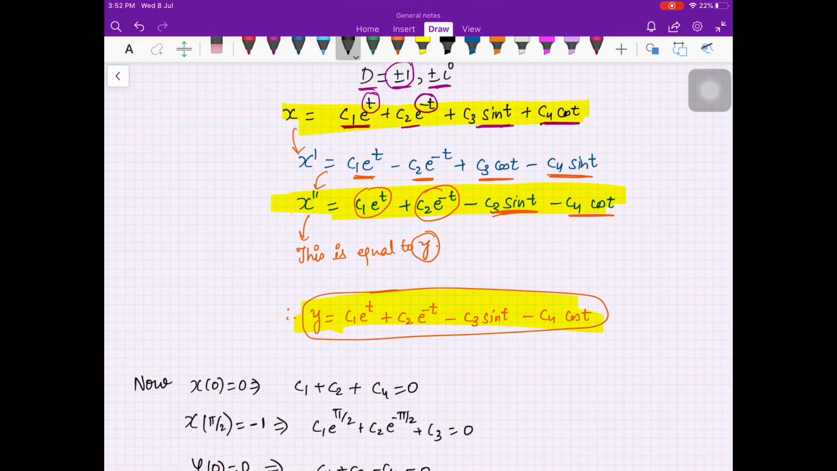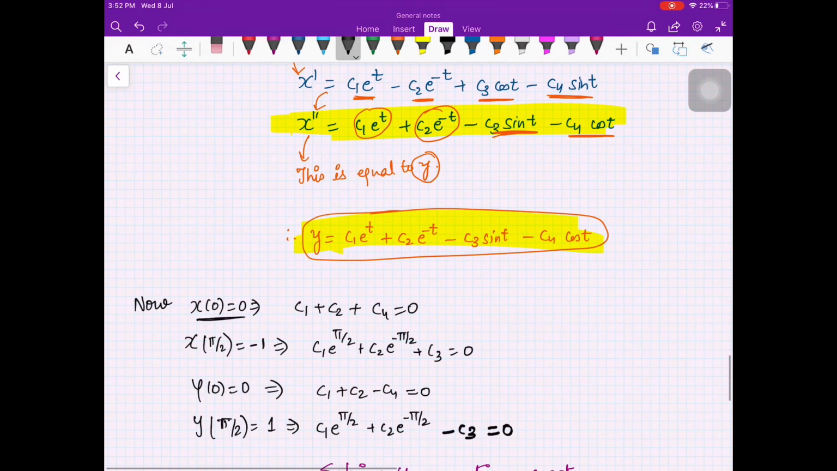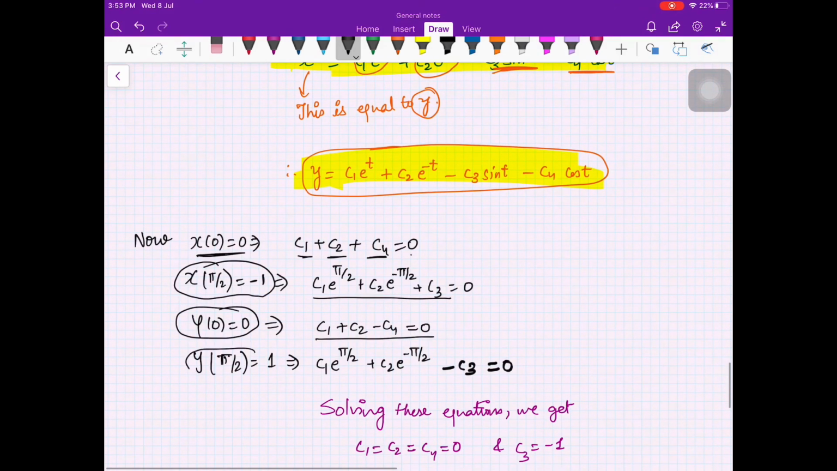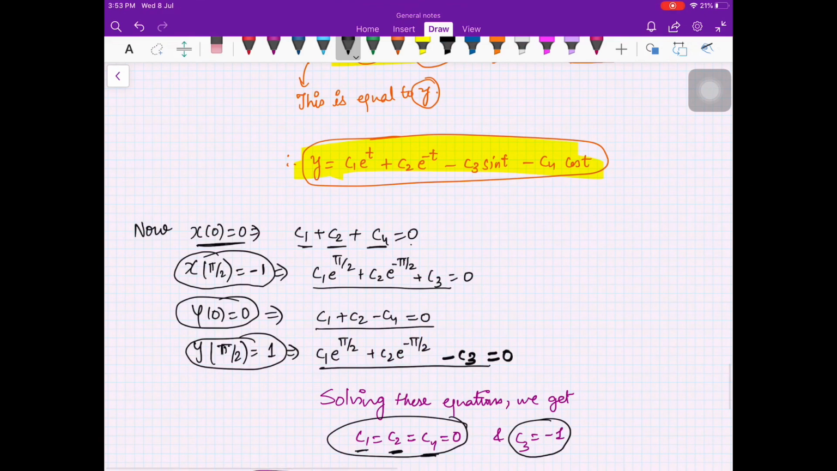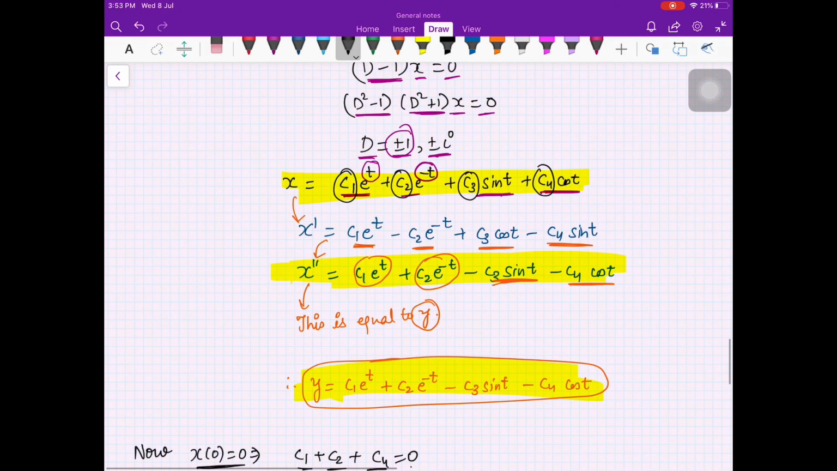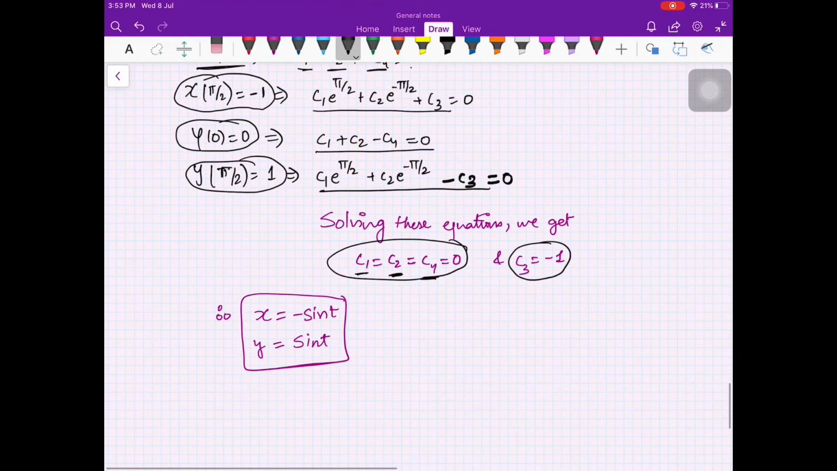Now you are given the boundary conditions, you can use those to find c1, c2, c3, c4. So x of 0 is given to be 0, that will give you c1 plus c2 plus c4 equal to 0. x of pi by 2 is equal to minus 1, that will give you this equation. y of 0 is 0, that will give you this equation. And y of pi by 2 is 1, that will give you this equation. And you can solve all these equations, that will give you c1 equal to c2 equal to c4 equal to 0 and c3 equal to minus 1. So your x will be minus sin t and y will be sin t. So your solution here is x equal to minus sin t and y equal to sin t, right?